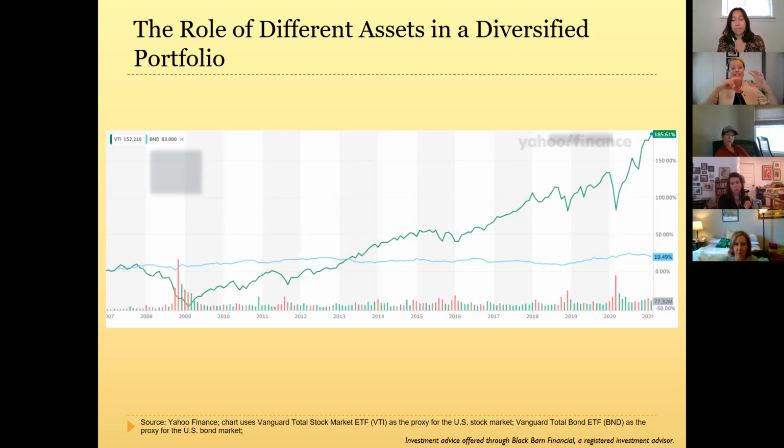But stocks and maybe investment properties play the role of growth. Bonds and cash play the role of stability and safety. So you have to figure out which line you need to be closer to in order to get where you want to go.